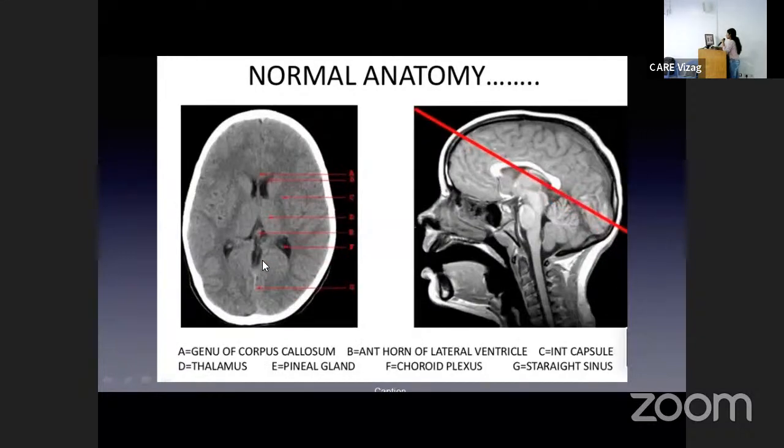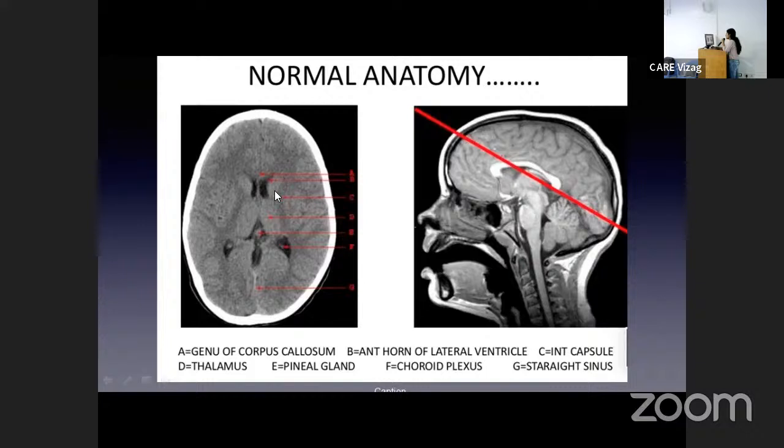So here what you're looking for is again the ventricles, but the physiologically hyperdense lesions which you are finding in here are basically choroid plexus, and this is pineal gland. These are the choroid plexus, which you can find in the posterior horns of the lateral ventricles. And here what you get is a straight sinus, and what else to look for is the gray matter, which is the important finding over here, gray matter and the white matter.